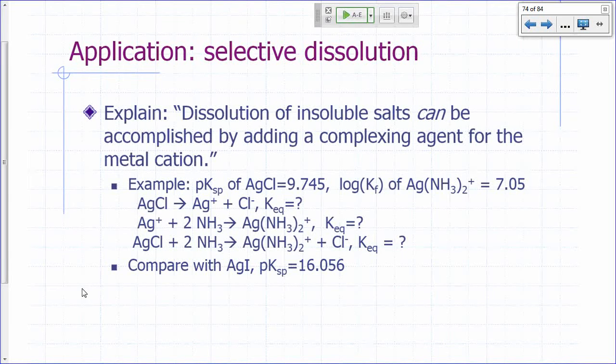Instead of trying to convert the anion, you can convert the cation to dissolve something insoluble. So if you want to dissolve, for example, silver chloride, acid doesn't work, right? This is a low KEQ right here. KSP for this is 10 to the negative 9.745. So that's a small number.